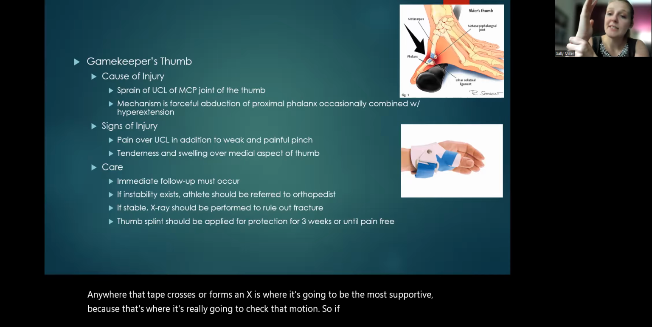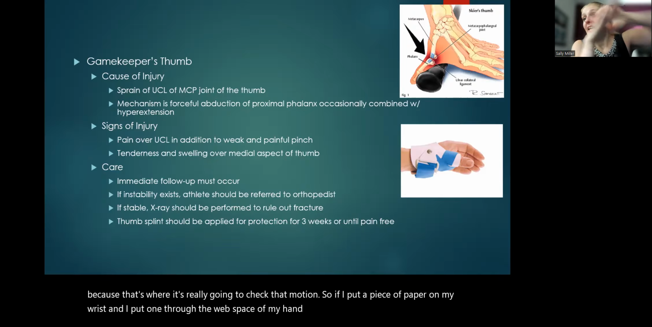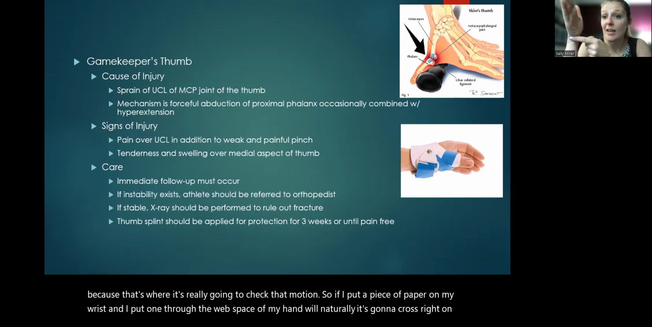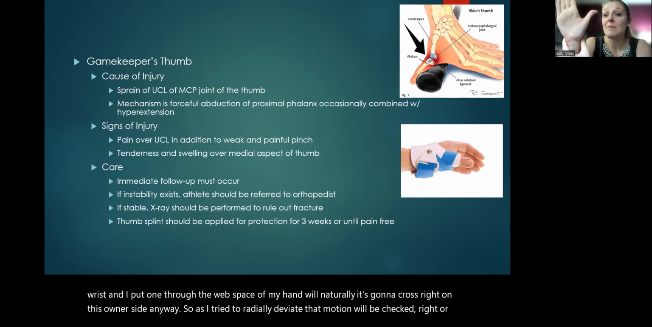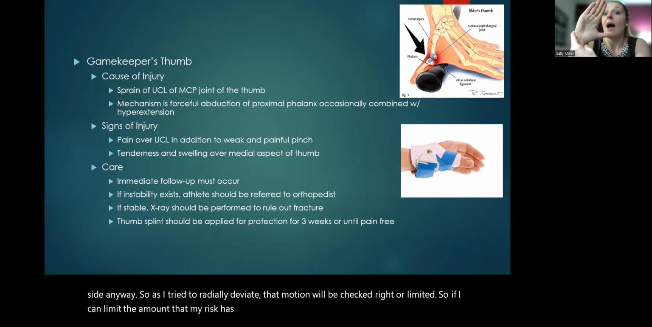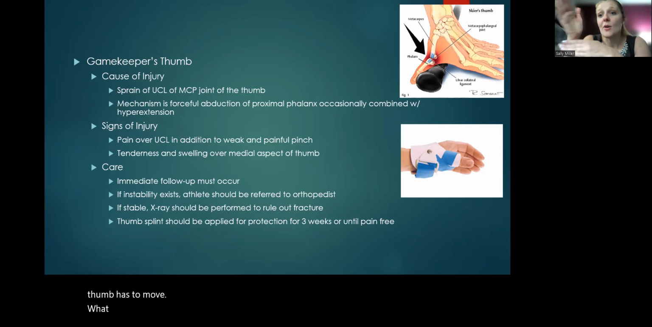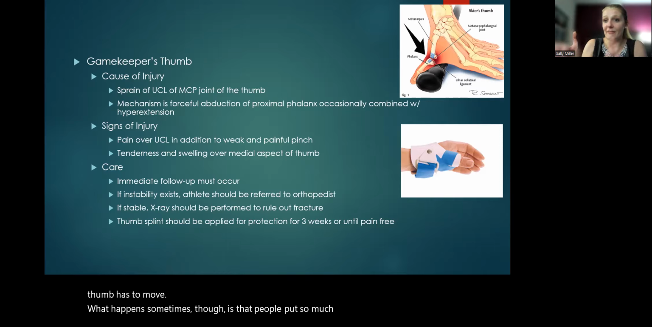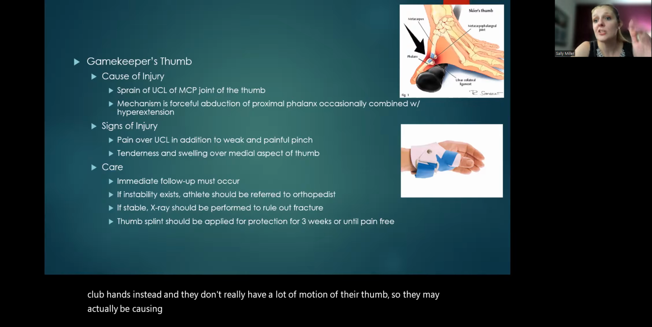So if I put a piece of tape around my wrist and I put one through the web space of my hand, well, naturally, it's going to cross right on this ulnar side anyway. So as I try to radially deviate, that motion will be checked, or limited. So if I can limit the amount that my wrist has to move this way, I might also limit the amount that my thumb has to move. What happens sometimes, though, is that people put so much stuff in there that they kind of get club hands instead, and they don't really have a lot of motion of their thumb. So they may actually be causing more damage because now the thumb joints can't move like it needs to.